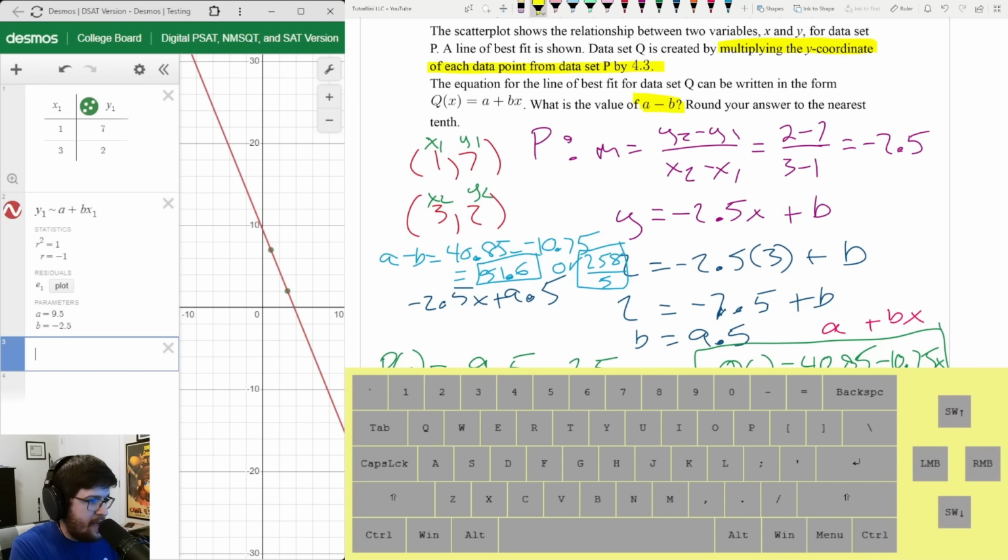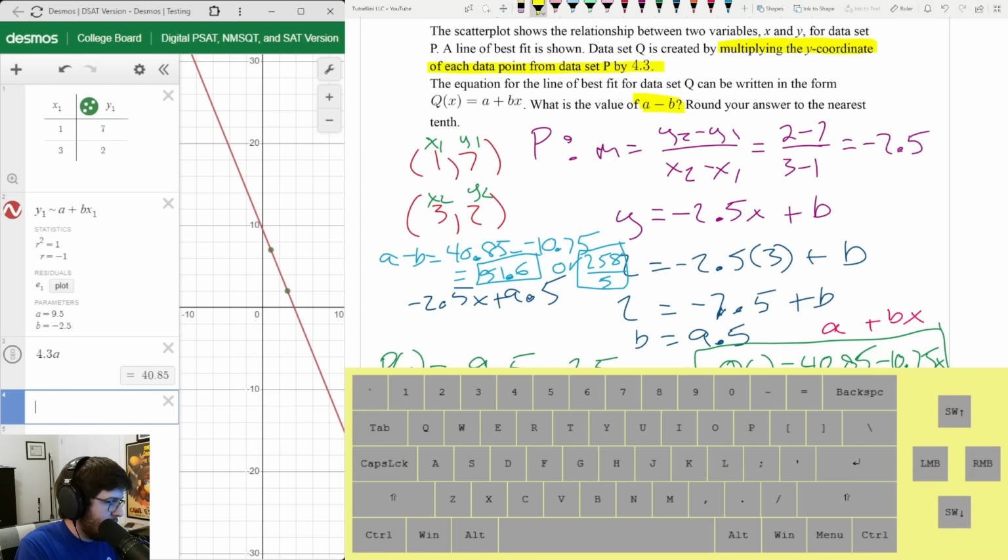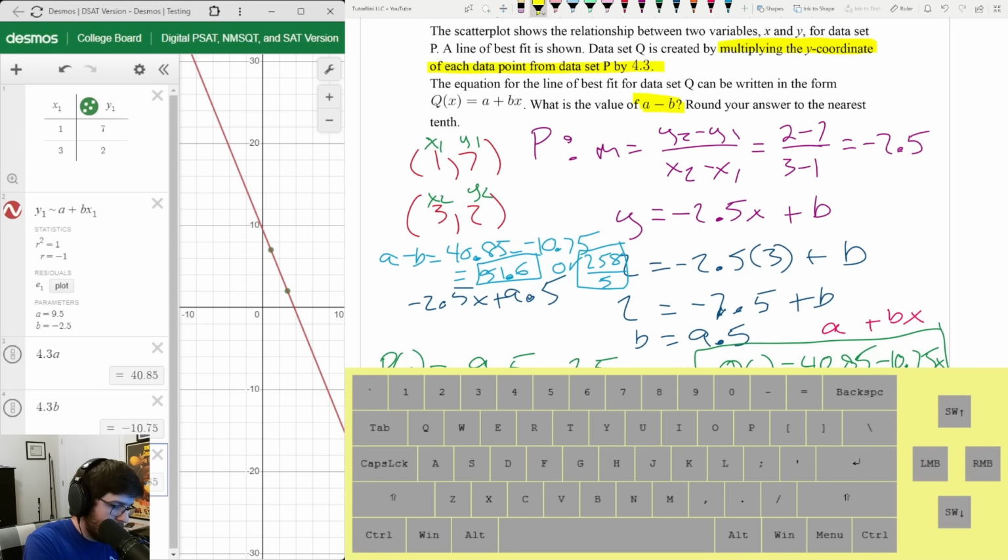So the a, we would multiply that to get the equation for data set Q. We'd multiply both those by 4.3. So 4.3a and 4.3b. And then we just go down here and subtract them. And we get 51.6.